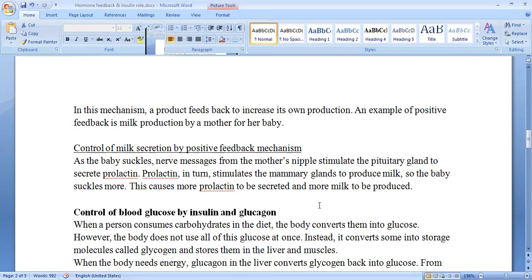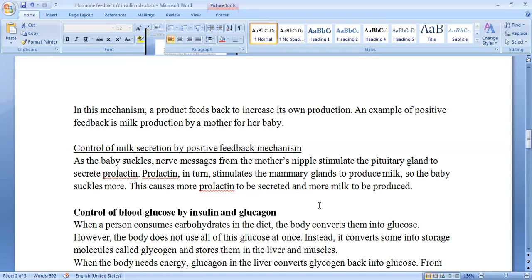So those receptors will carry the message to the pituitary gland. That pituitary gland will secrete the hormone called prolactin. Now this prolactin will come and stimulate the mammary gland to produce more milk. So as more milk is being produced, the baby will drink more milk. As the milk is drunk more and more, stimulation of the pituitary will take place. Again, more prolactin is produced. Again, more milk production is there.